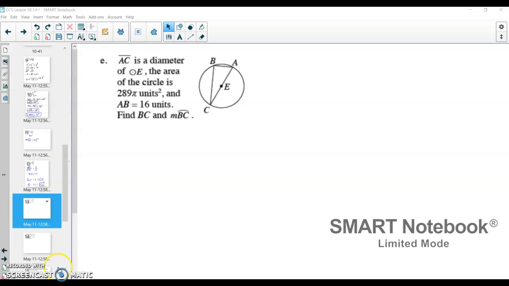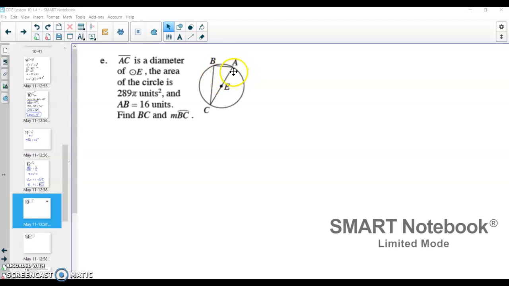It says AC is a diameter of the circle. The area of the circle is 289 pi units squared, and AB is 16 units. We want to find the measure of BC, and we want to find the arc measure of arc BC. I stared at this problem for a long time because I thought this has to be a right triangle, but it doesn't tell me it's a right triangle. So how could I know for sure?